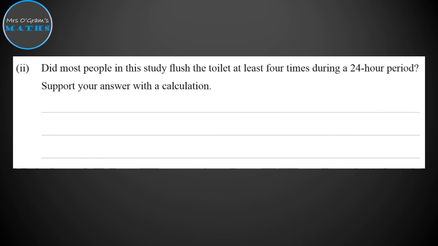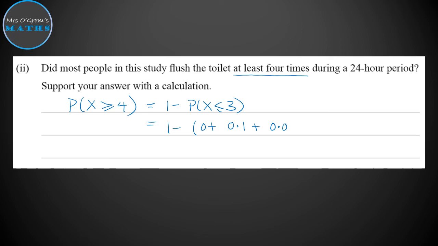Part 2 leads on from that same table, and we want to work out, did most people flush at least 4 times? So that's the probability of it being greater than or equal to 4. So you could add up all of those probabilities in the table from 4 upwards, but it would be faster if we do it as 1 minus the probability that X was less than or equal to 3. So that's 1 minus 0 plus 0.1, and I'm just reading those values off of the table for all of the flushes from 0 up to 3. And this will give us 1 minus 0.28, which equals 0.72.